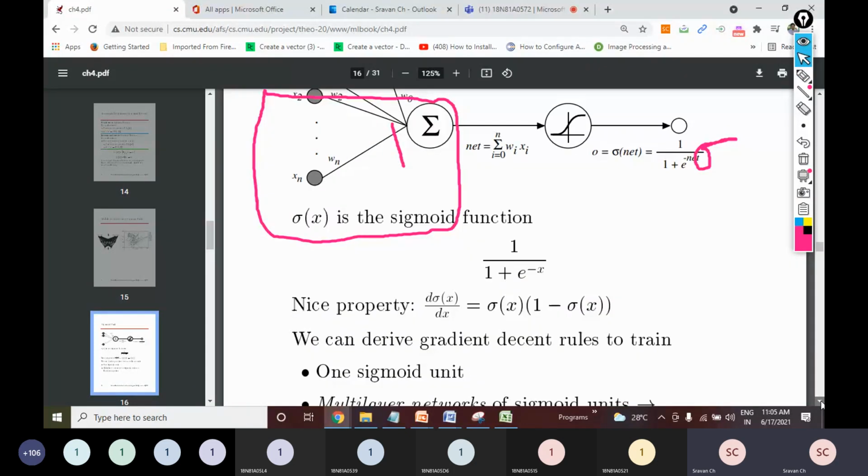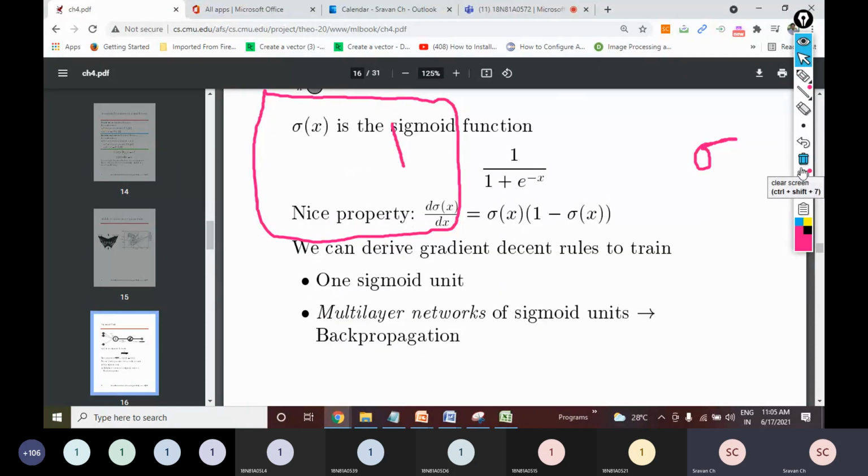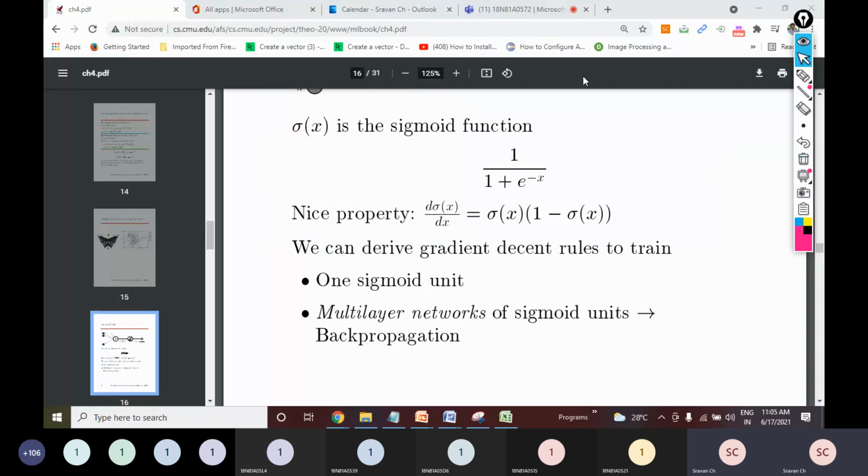This is the formula for the sigmoid function: sigmoid of x is 1 by 1 plus e power minus x. A nice property is how its derivative is represented. The derivative of sigmoid of x with respect to x is equal to sigmoid of x into 1 minus sigmoid of x. We can derive gradient descent rules to train our sigmoid unit.